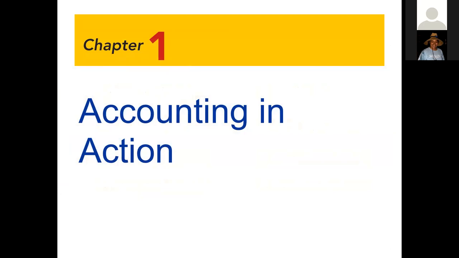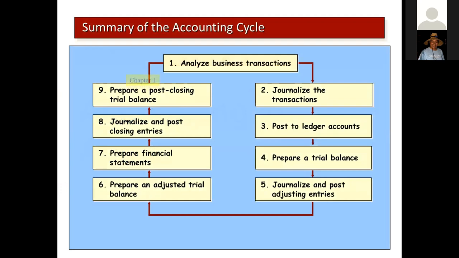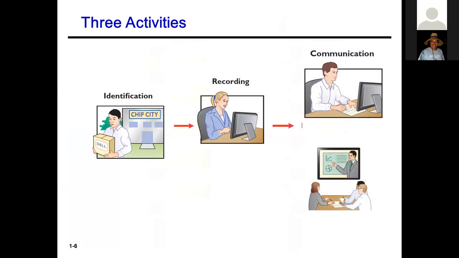So let's just briefly walk through some of the highlights of chapter one, which is analyzing business transactions. So you should remember by now that there's basically three steps involved in the accounting process. That is analyzing transactions or identifying transactions of economic events. Second is to record those transactions in the company accounting records.